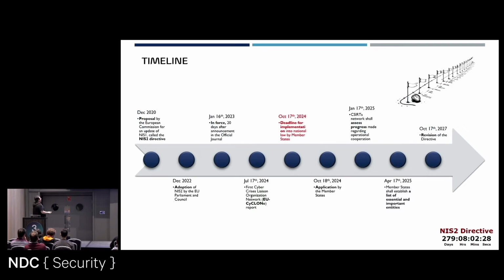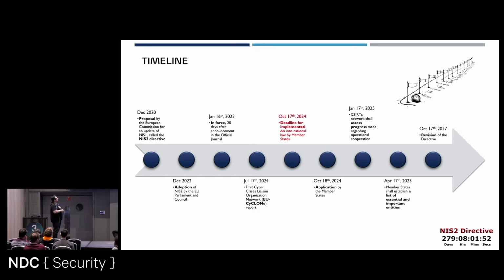So as far as the timeline goes, the proposal for NIS2 came in on December 2020. It was adopted by the Parliament in December of 2022. It came into force January of last year. This summer, so July of this year, is when EU Cyclone is supposed to provide its first report of liaising with the other organizations across the member states. The deadline is on October 17th of this year.